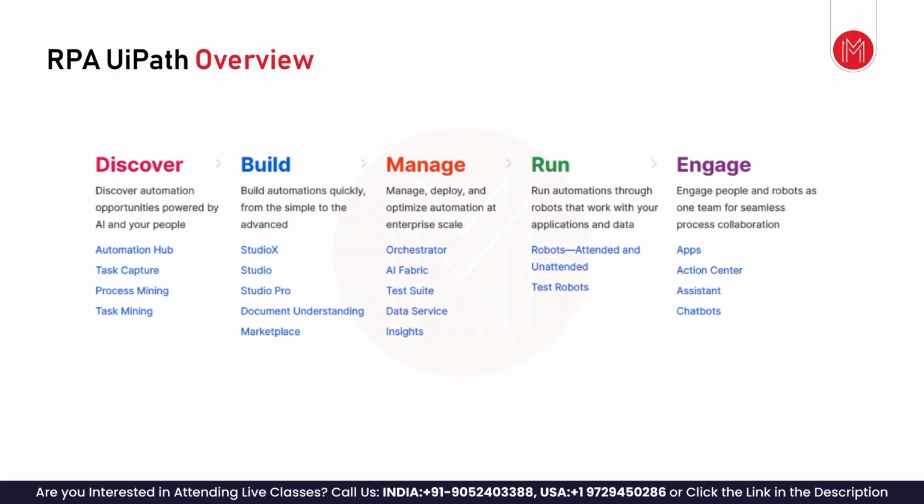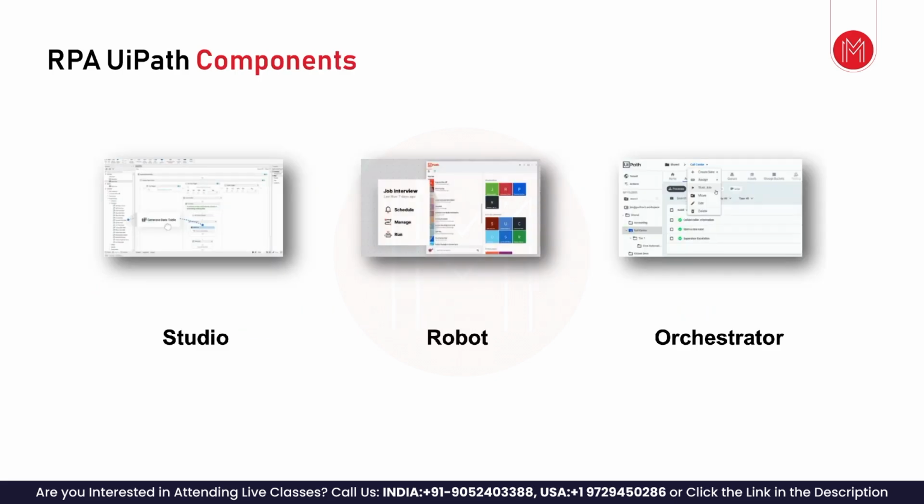It is again going to be an attended automation, because you are working seamlessly based on the input that you are getting from the user. So our major focus is going to be on the build, manage and run part, where we will be using Studio for the build phase, Orchestrator for the manage phase, and robots for the run. I will go through these components one by one so that you get an idea of what is what and how we are proceeding further. First we will look at Studio, then the robot, and then the Orchestrator.